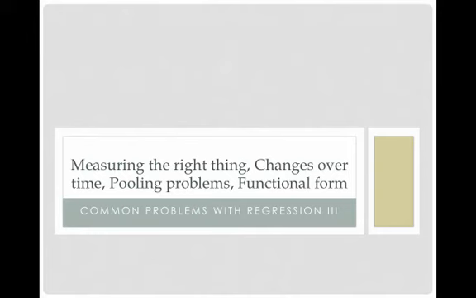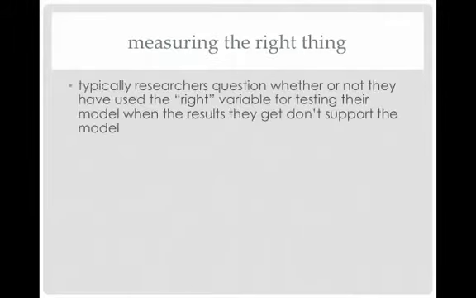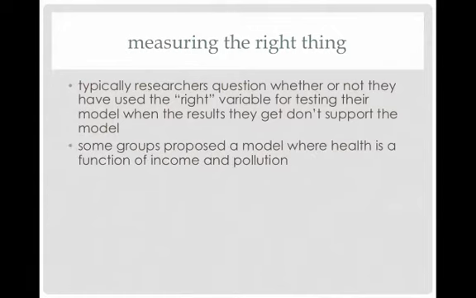This lecture is going to go over 4 other common problems with regression: measuring the right thing, changes over time, pooling, and functional form. Start with measuring the right thing. Typically, researchers question whether or not they have used the right variable for testing their model when the results they get don't support the model. So they expected something, it doesn't show up, they're like, I wonder if I measured it wrong.